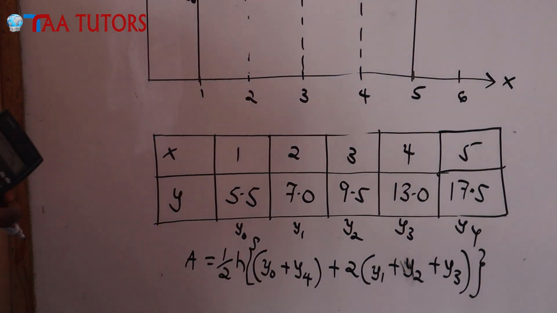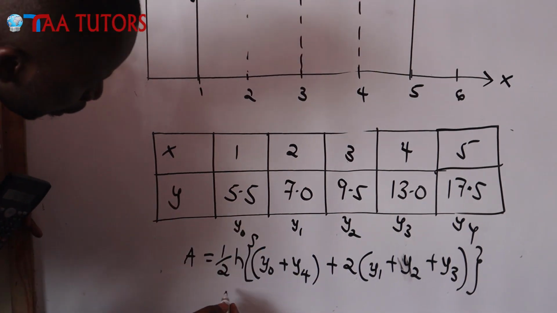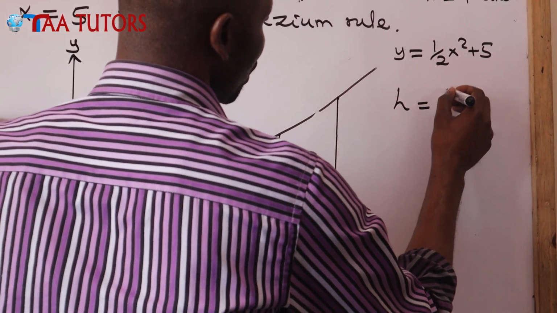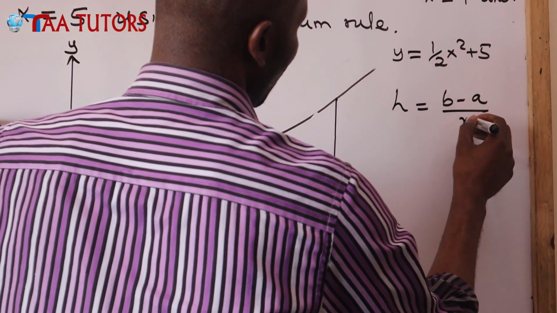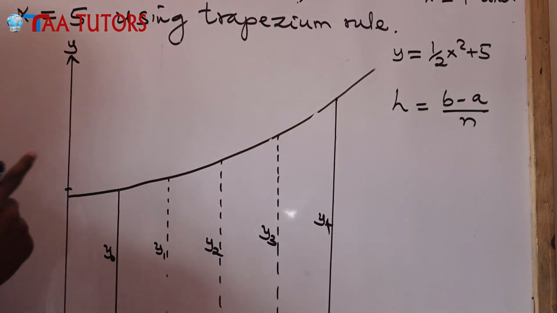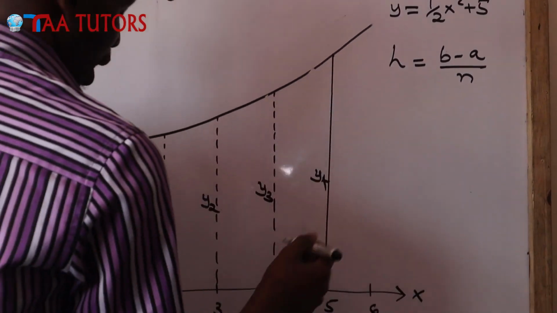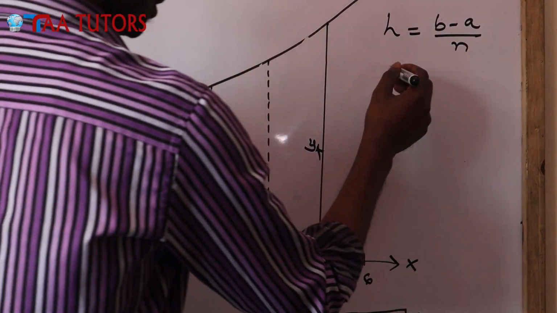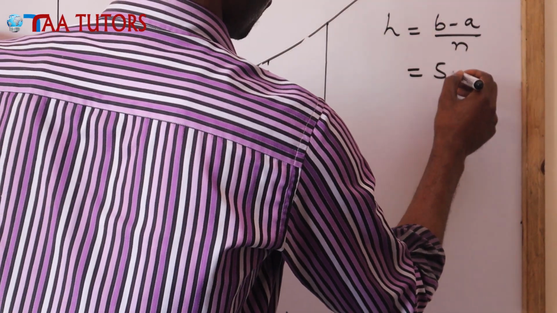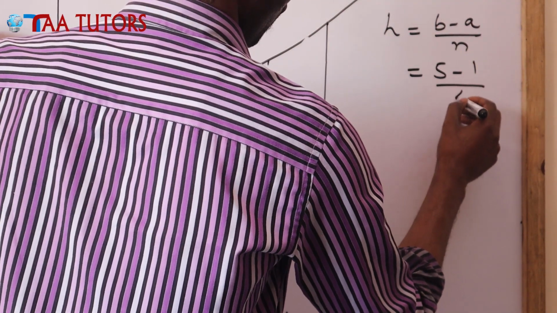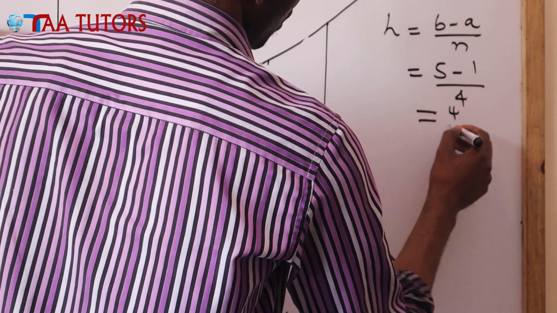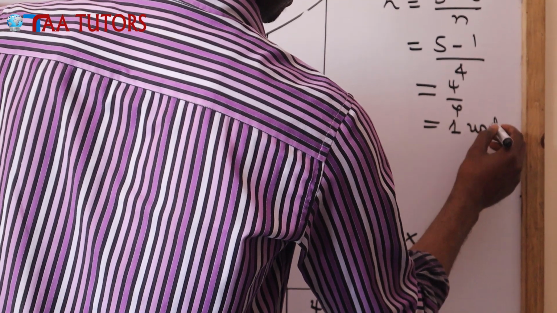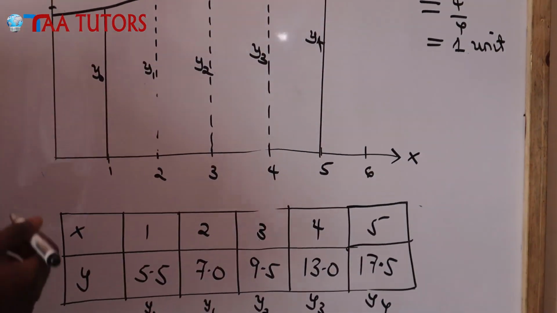Now let us substitute. Our y naught is 5.5, but let's find h first. We said h equals b minus a over n, where n is the number of trapezia, and in this case we are using 4 trapezia. Our a is 1, our b is 5. So h equals 5 minus 1 over 4. This is 4 over 4, which is 1. So we have 1 unit as the height.